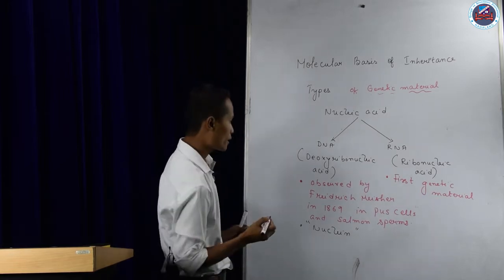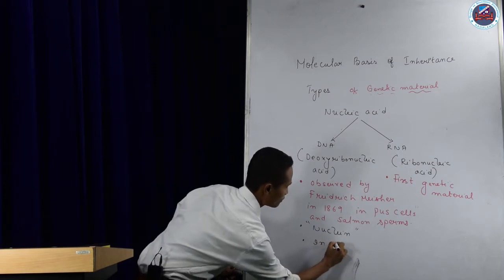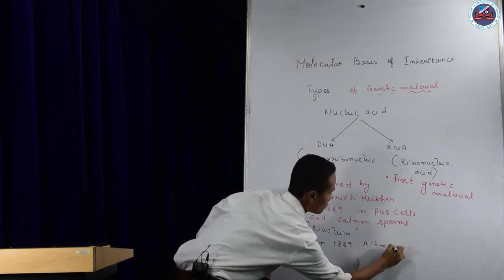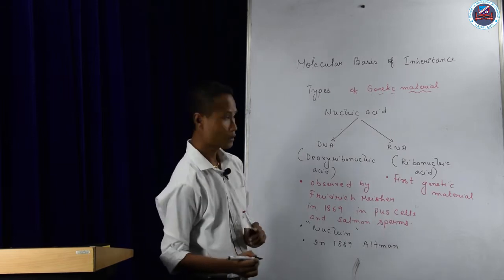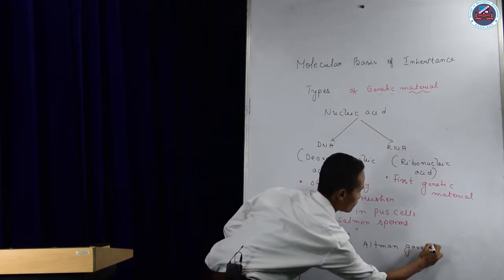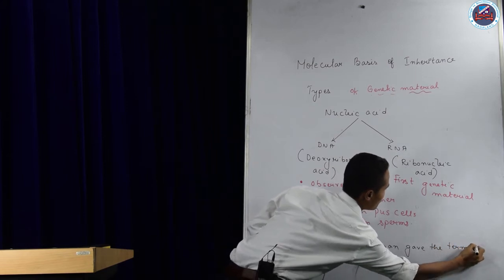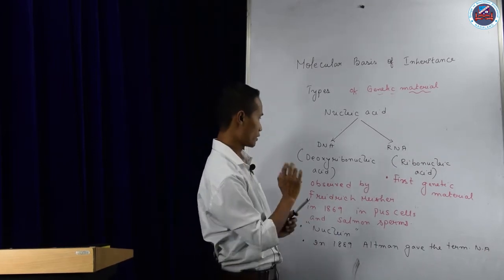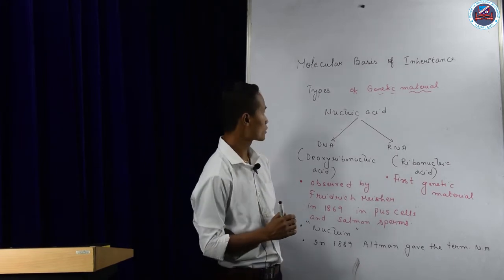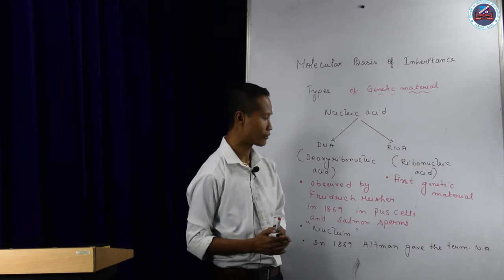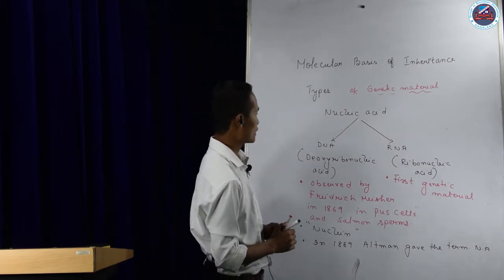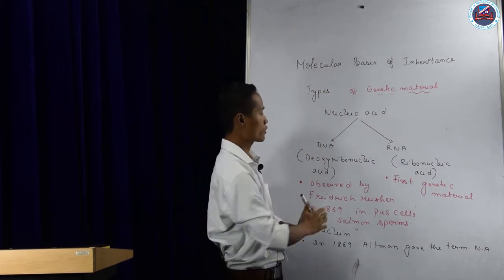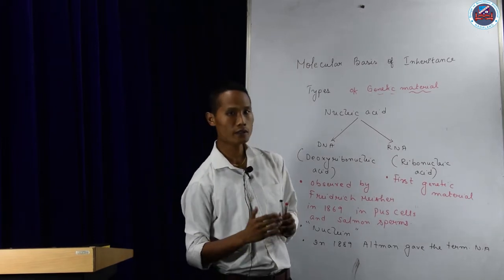Later on, in 1889, a scientist named Altman gave the term nucleic acid. So this is about the history of those scientists who discovered it, and how later on Altman gave the term nucleic acid. Now let's go with the detailed introductions of the two types of nucleic acid, their composition and their structure.